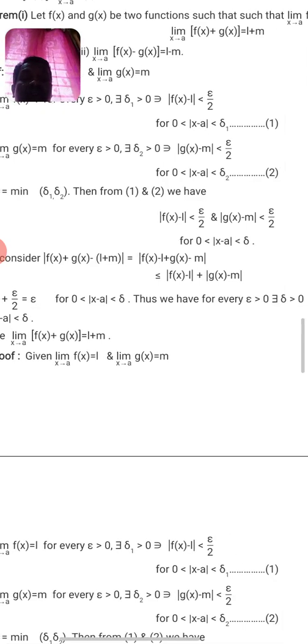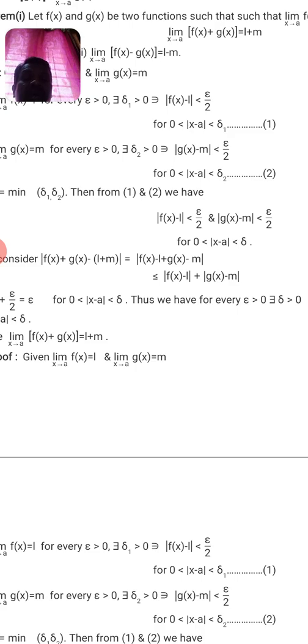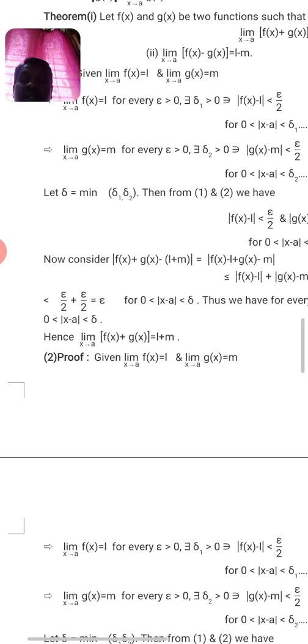Thus we have, for every real number epsilon greater than 0, there exists a very small real number delta greater than 0, where 0 is less than modulus x minus a less than delta. Hence the limit of the function f(x) plus g(x) as x tends to a is equal to L plus M. Hence the proof.